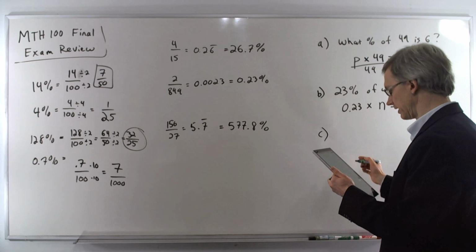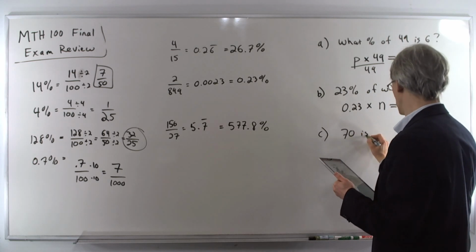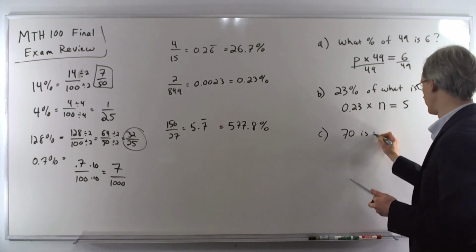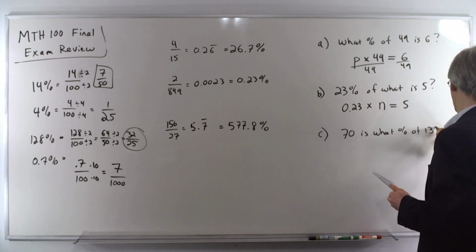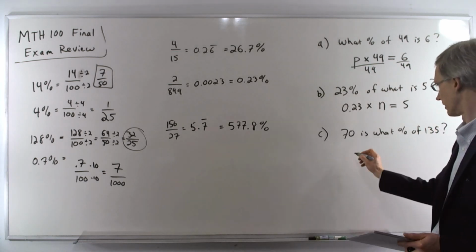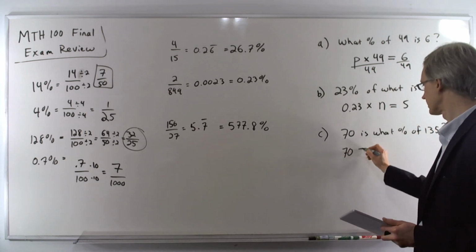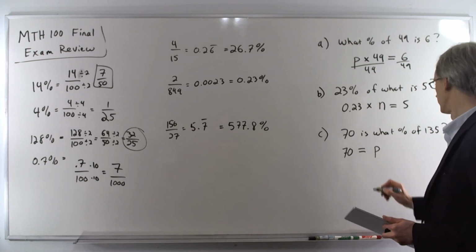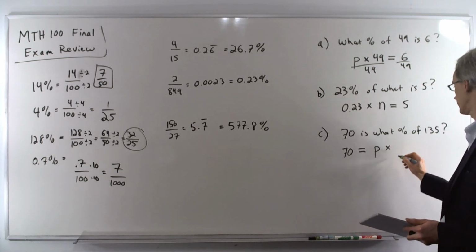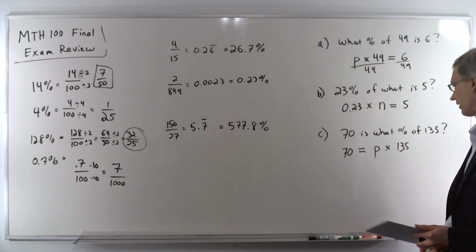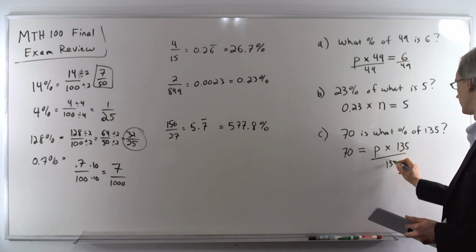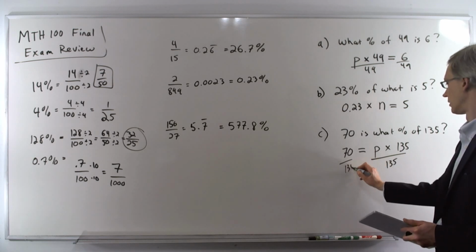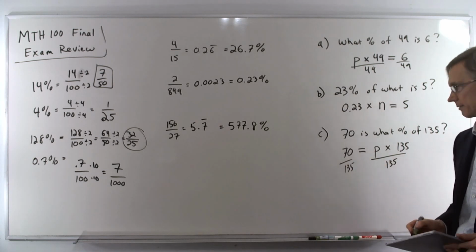Part C, 70 is what percent of 135? All right, translating. 70 is the equal sign. What percent, variable, of is multiplication, 135. All right, then to solve, divide both sides by 135. And then convert that decimal to a percent.